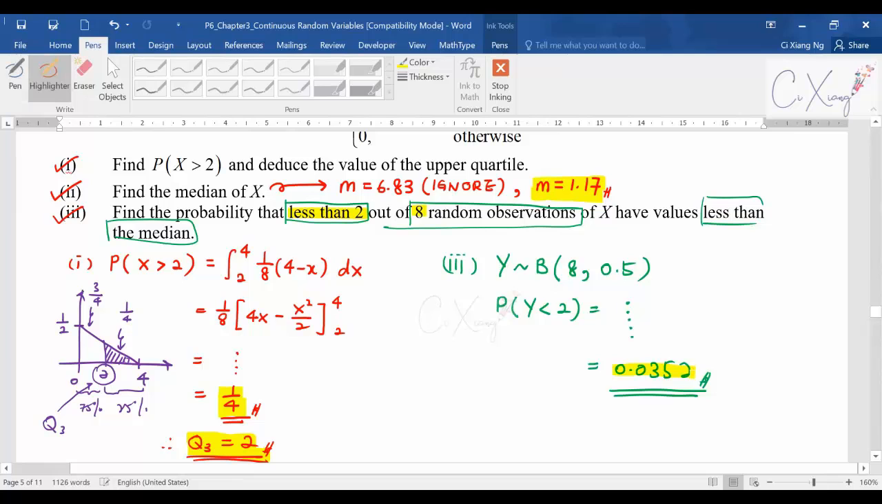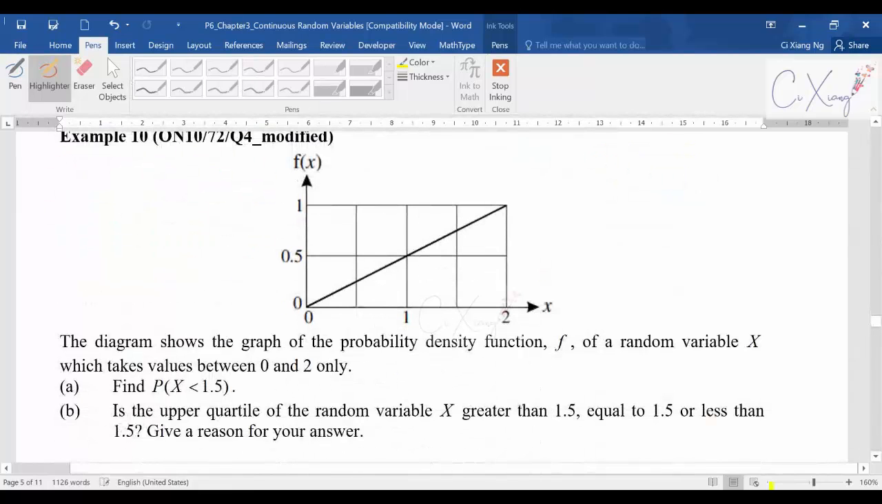To me, I don't think this is hard, because once I tell you that this is a binomial distribution, generally you have no problem getting the answer. Okay, so this is what I have for example 9. All right, then after that, we continue to example 10.